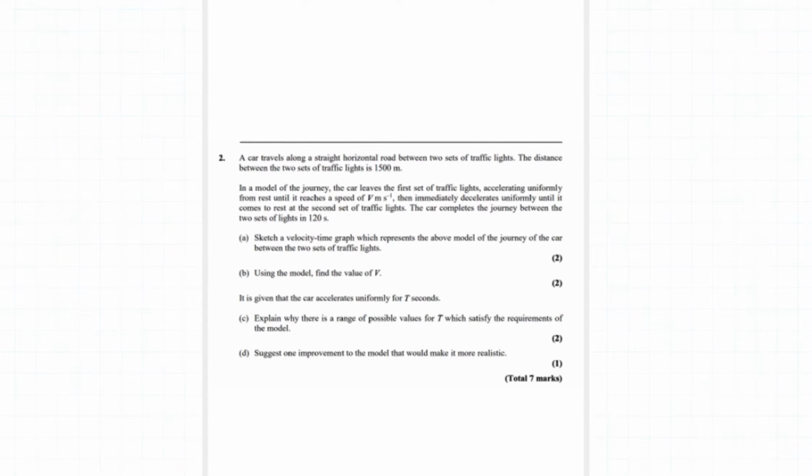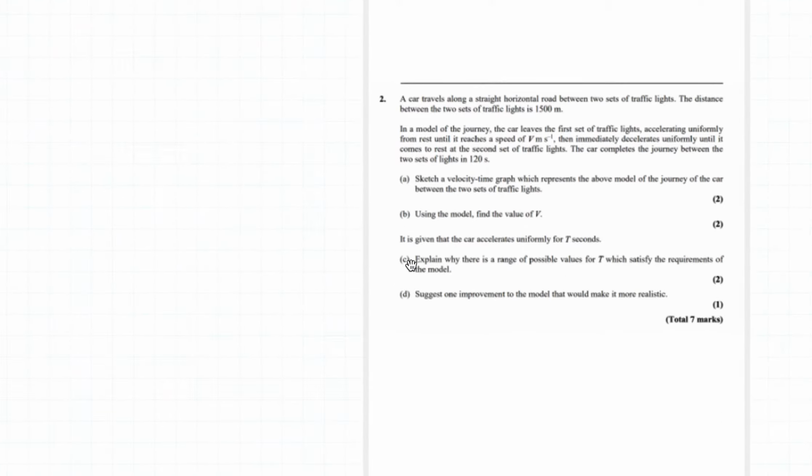Question 2. A car travels along a straight horizontal road between 2 sets of traffic lights. The distance between the 2 sets of lights is 1,500 meters. So again, that's useful to know. So we know that s equals 1,500. In the model of a journey, the car leaves the first set of traffic lights accelerating uniformly from rest, so again we can say u equals 0, until it reaches a speed of v. So the final velocity is v. Then it immediately decelerates uniformly until it comes to rest at the second set of traffic lights.